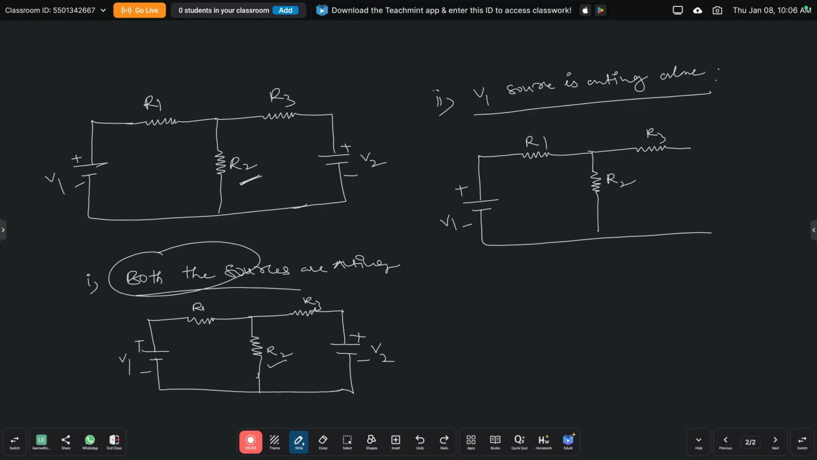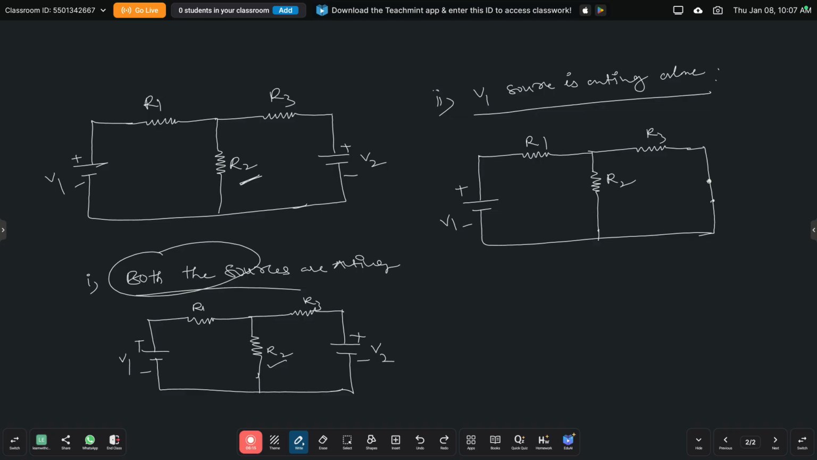Here only V1 is active, V2 is inactive. If the inactive source is a voltage source, it must be short circuited. If the inactive source is a current source, it must be open circuited. We just short this voltage V2.